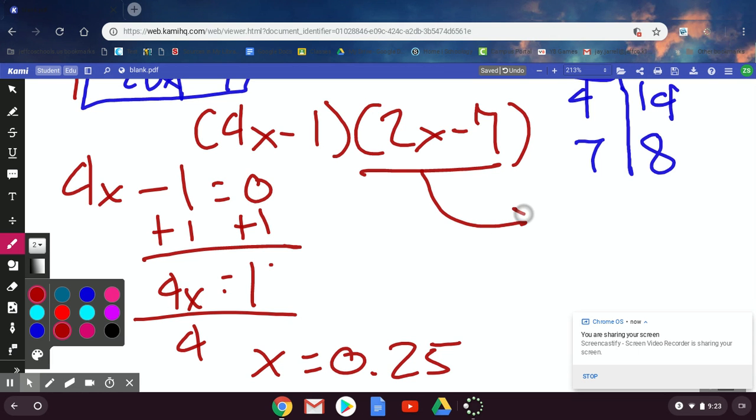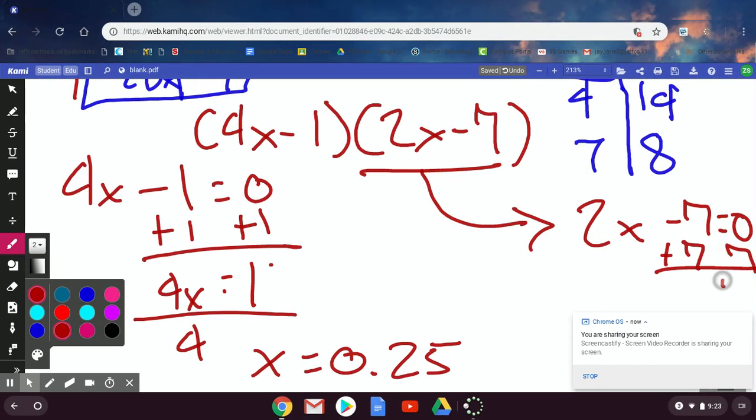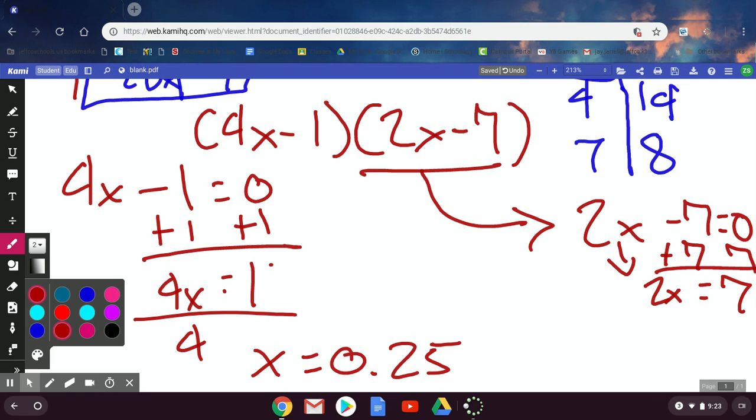Now let's do this equation. 2x minus 7 equals 0. So you have to add 7 to both sides, and drop down the 2x. And then you divide that by 2. And then x equals 3.5. And there are your answers.